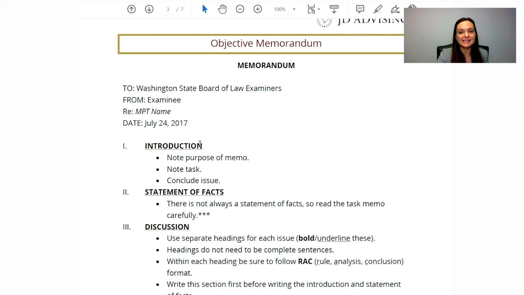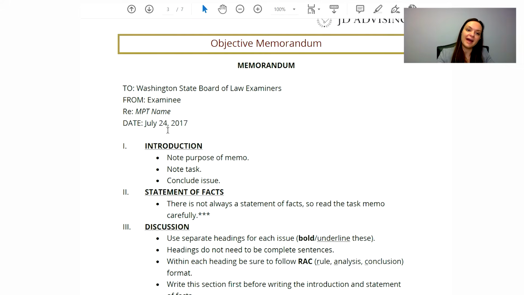Let's hop over to our next highly tested task, objective memos. So you always want to make your memo look like the real thing. So you want to write memorandum or memo. I recommend you bold it. This way it is very clear to the grader that you've included this portion organizationally.